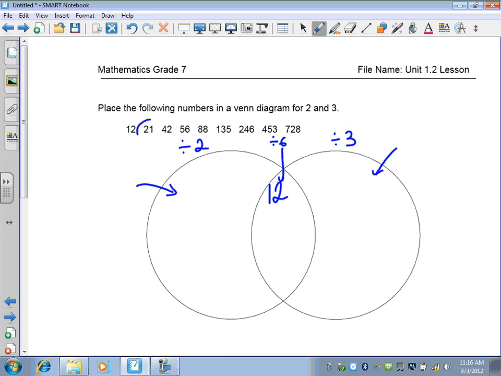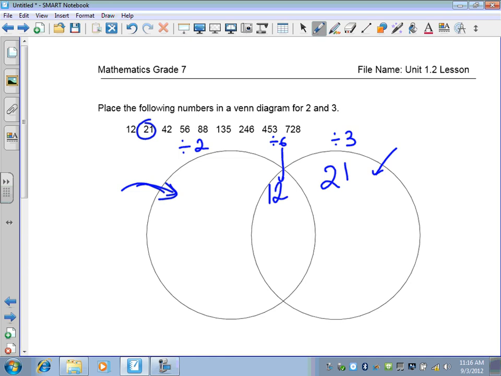Let's take a look at 21. Is 21 divisible by 2? The answer to that is no. So that means it cannot enter into this one right here. But it is divisible by 3. 21 divided by 3 is 7. So that means that 21 has to be in this circle, but it cannot be in the middle.